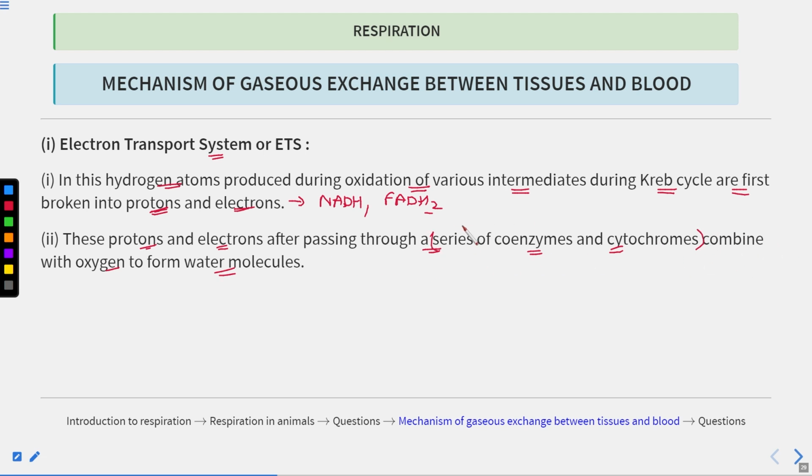So what are these? These are the complexes we were talking about, the protein complexes and various molecules such as coenzymes. These help in the transfer of the electrons as well as the protons, and in the end molecular oxygen is converted into water molecules, because oxygen is the acceptor of the electrons and the protons. This process is known as terminal oxidation.